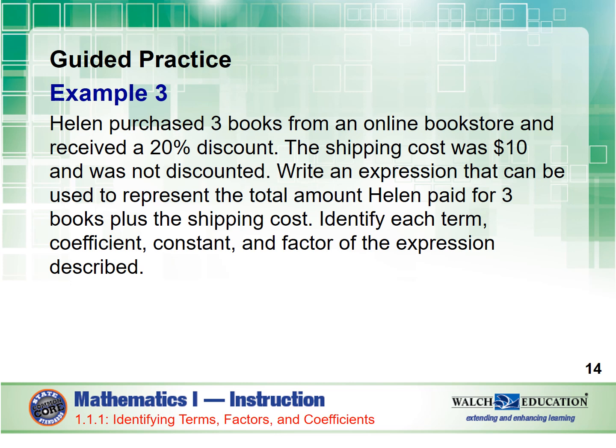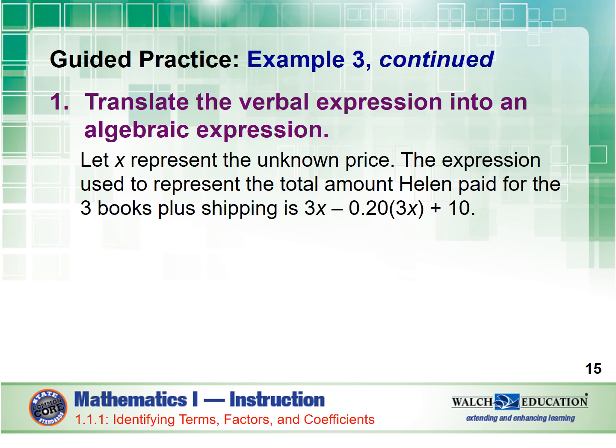So we've got Helen purchased 3 books from the online bookstore and received the 20% discount. The shipping cost was $10 and was not discounted. And we're writing an expression that represents the total amount she pays for 3 books plus the shipping cost. So we've got number 3, we've got 10 and 20. Okay, so here we are. We have 3 books plus shipping is 3x minus the 20%, and you have to multiply that by the 3x again because she's getting 20% off of each book.